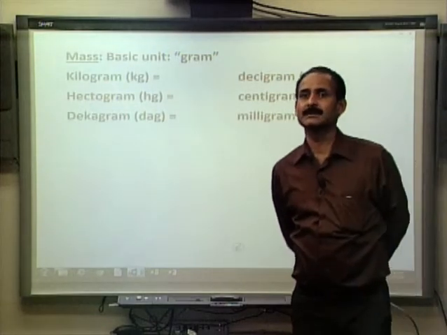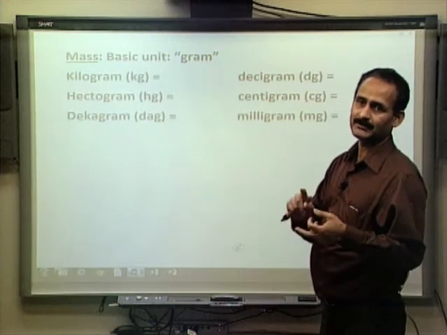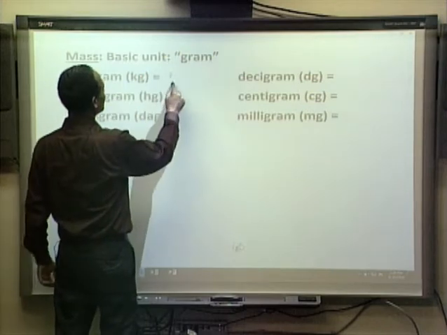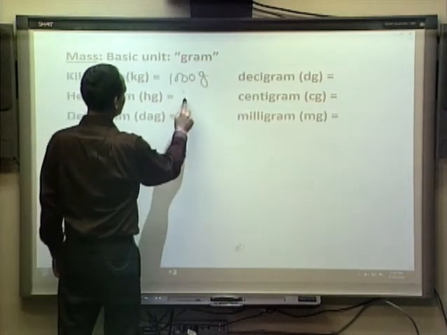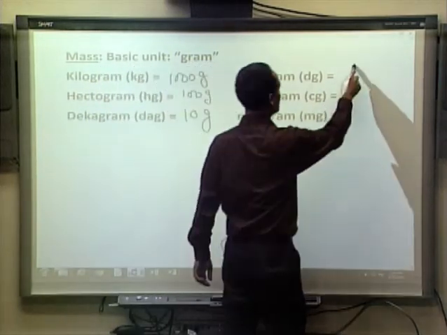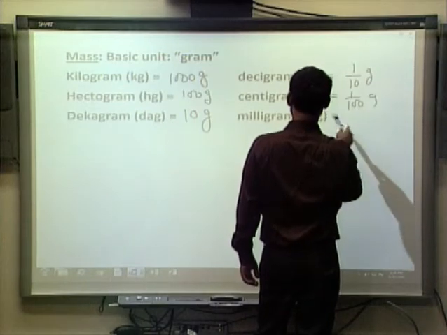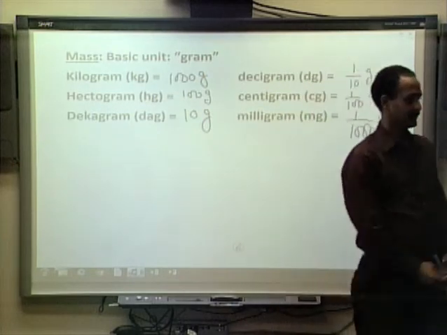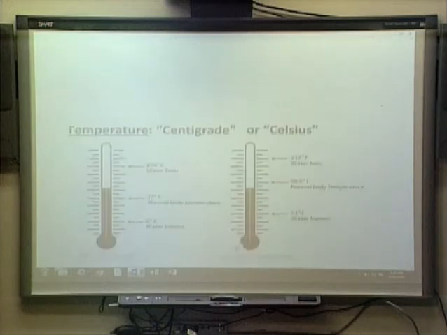The basic unit of mass is gram, and we have kilogram, hectogram, decagram, decigram, centigram and milligram, and we already know the rule of this. 1 kilogram is 1000 gram, hectogram is 100 gram, decagram is 10 gram, decigram is 1 over 10 gram, centigram is 1 over 100 gram, and milligram is 1 over 1000 gram. So the metric system is quite convenient.